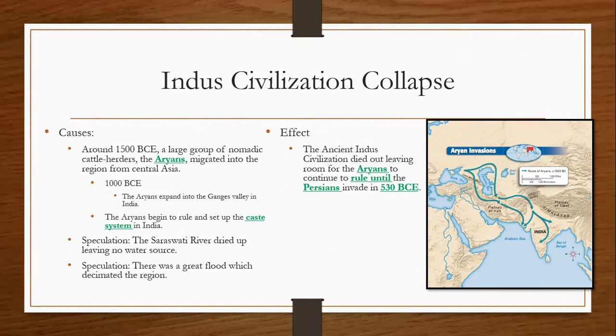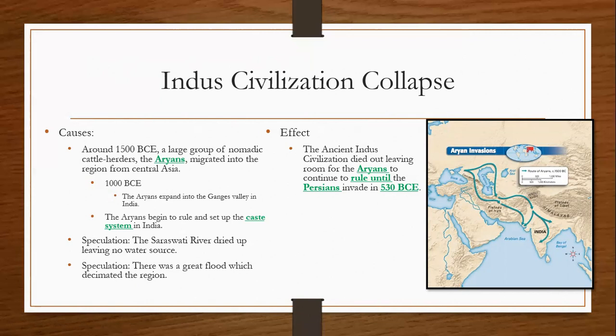Now, the caste system is something that we talk about a little bit more later on, but basically it is a classification system where there is a series of colored dots that people would have on their foreheads that identifies what social class they are a part of and what job type they would have. So it's a way of keeping track of who is who and where they belong.